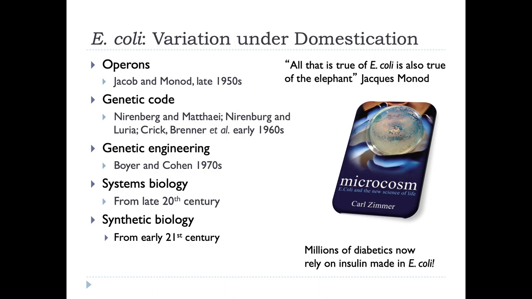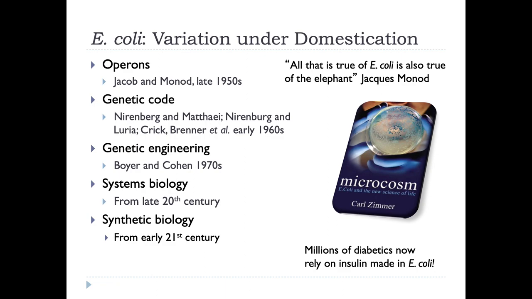But that's just the start. In recent decades, so much more has been done using E. coli as a domesticated organism and using it to understand biology. Jacob and Monod won the Nobel Prize for discovering that genes weren't just working one at a time. They were arranged in sets called operons, where the whole operon was under common regulatory control through a promoter that sits at the beginning there.